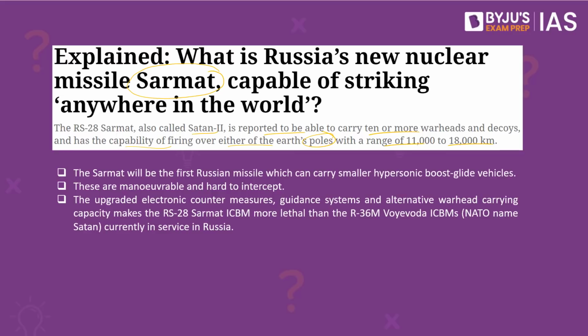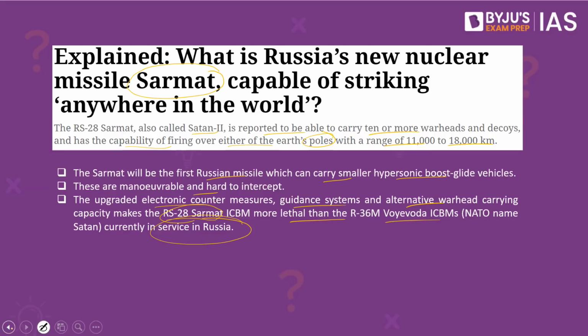So basically, this happens to be an intercontinental ballistic missile which is capable of nuclear charge. It is designed to elude even the anti-missile systems as well. The Sarmat will be the first Russian missile which can carry small hypersonic boost glide vehicles. They are maneuverable and are hard to intercept, and the anti-defense systems existing in some other countries would not be able to identify them. The upgraded electronic countermeasures, guidance system and alternative warhead carrying capacity make the RS-28 Sarmat ICBM more lethal than the R-36M Voevoda ICBMs currently in service in Russia.